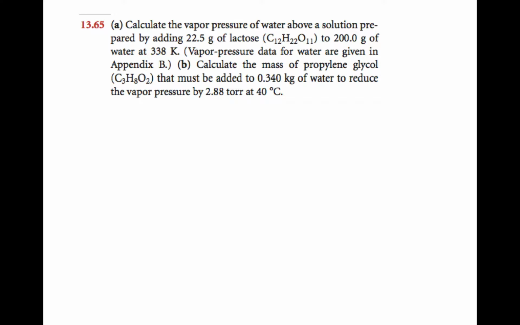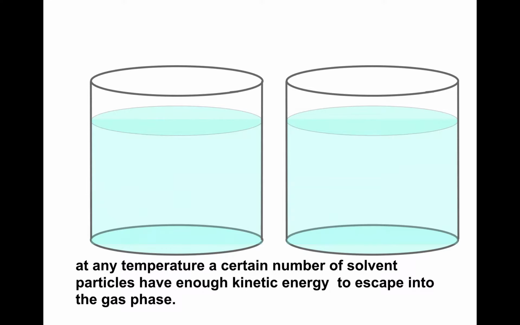65. Calculate the vapor pressure of water above a solution prepared by adding 22.5 grams of lactose to 200 grams of water at 338 Kelvin. Vapor pressure data for water is given in Appendix B. Okay. What we're getting into with this problem are colligative properties. All right, so you're going to have to bear with me. I'm going to do a little lesson on colligative properties.